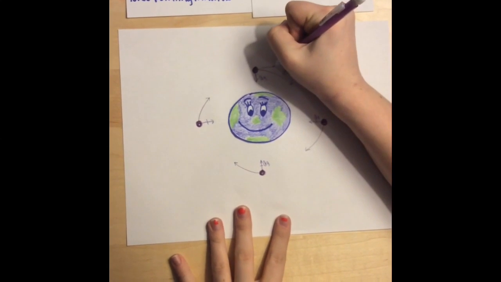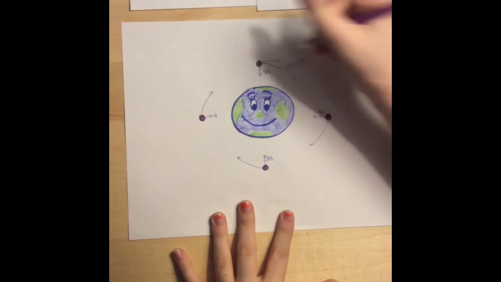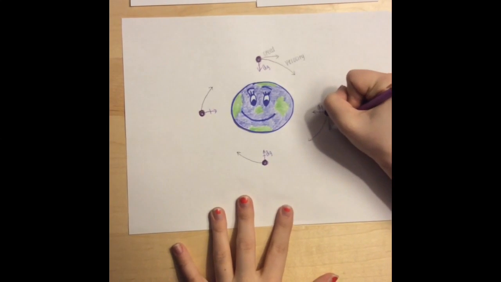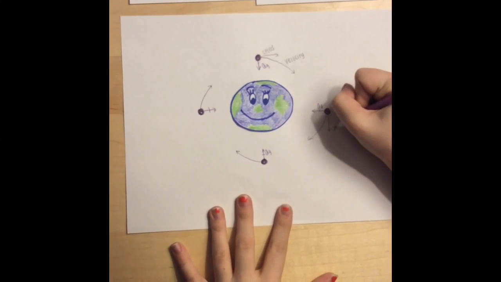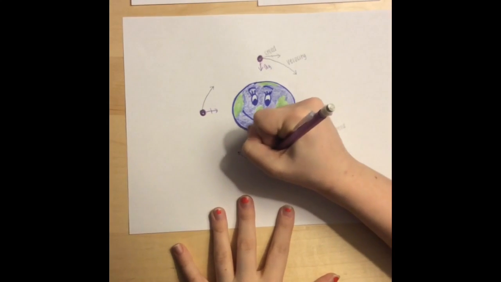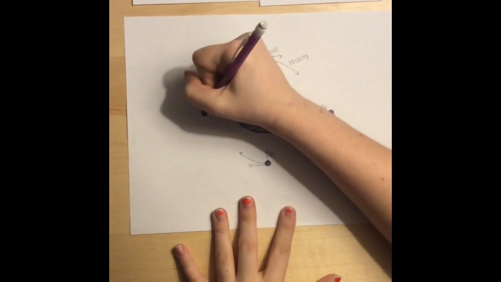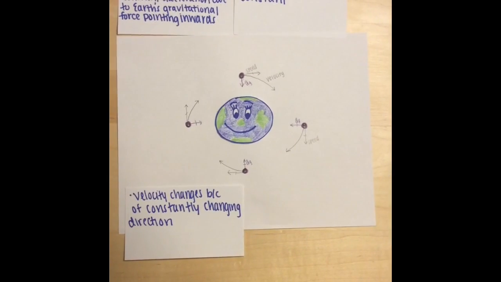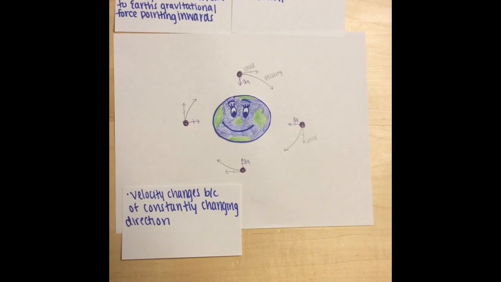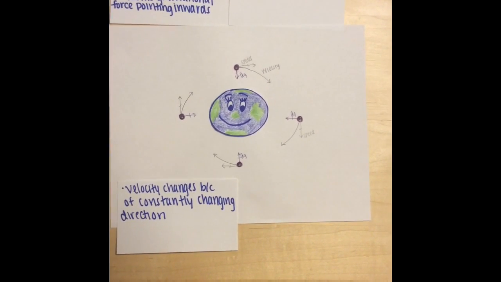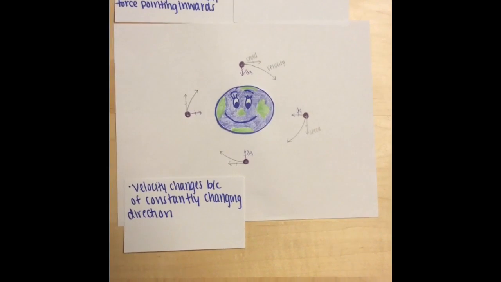Now, Maddie is drawing the speed. The speed is tangential to the course. It is also congruent at each step of the path. But remember, the velocity changes because the satellite is constantly changing direction. It is the same magnitude, but not the same sign.